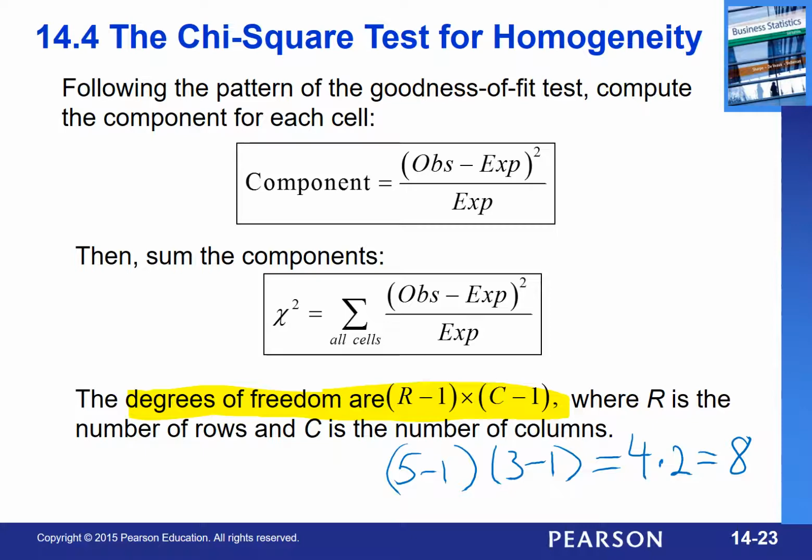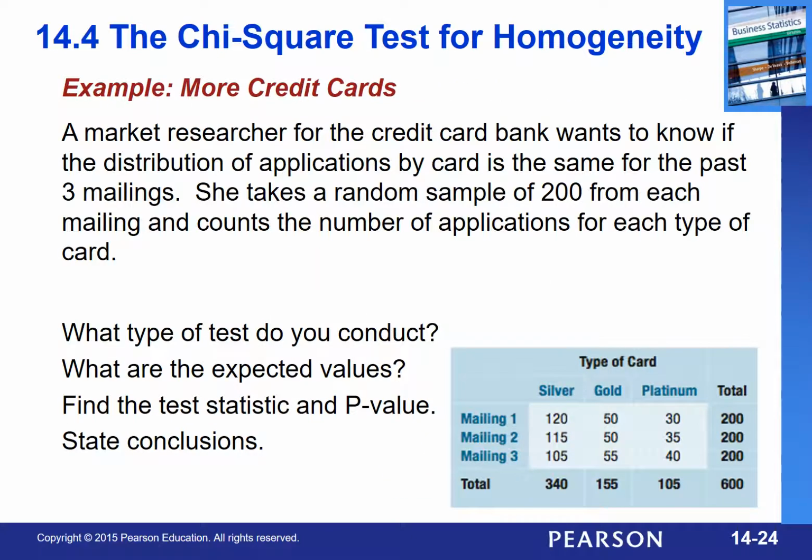Let's do a real example all the way through. So we're going to do homogeneity. This is looking at the credit card application data again. The market researcher in this example for the credit cards wants to know if the distribution for applications is the same for 3 different mailing groups. So this is testing to see which of these seems to bring in more customers.